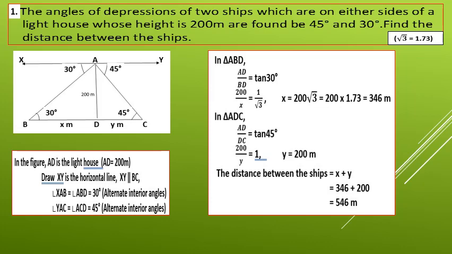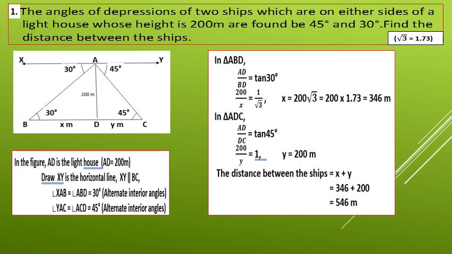First, we need to draw the figure as per the question. In the given figure, AD is the lighthouse whose height is 200 meter. BC is the sea level. On either side of the lighthouse, there are B and C, two ships. The angles of depression from the top of the lighthouse are found to be 45 degree and 30 degree. We need to find the distance between the two ships BC.